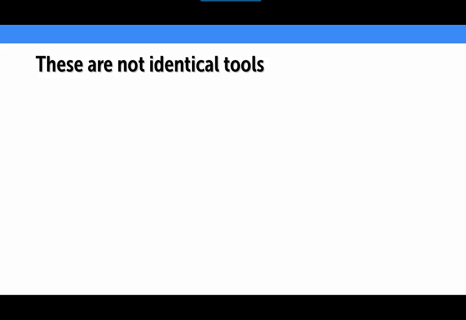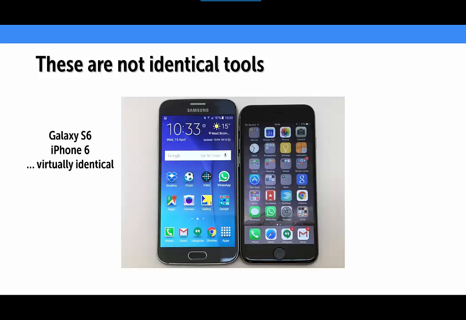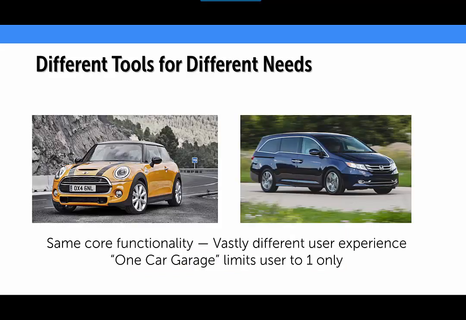Now, it's helpful to note that, as I just mentioned, these are not identical tools. Unlike these two phones, this Android phone and this iPhone, which are virtually identical with just subtle nuances between them, these two MPD tools are like this. When you have a Mini and a minivan, they both have the same core functionality, that is getting you, the driver, from point A to point B. They can carry passengers and they can carry stuff, but the user experience, we would all agree, is vastly different between these two. So if you only had a one-car garage and you could only own one vehicle, you would need to choose the vehicle that is best fit for your personal needs and your family's needs. And it's the same thing with these two MPD tools.